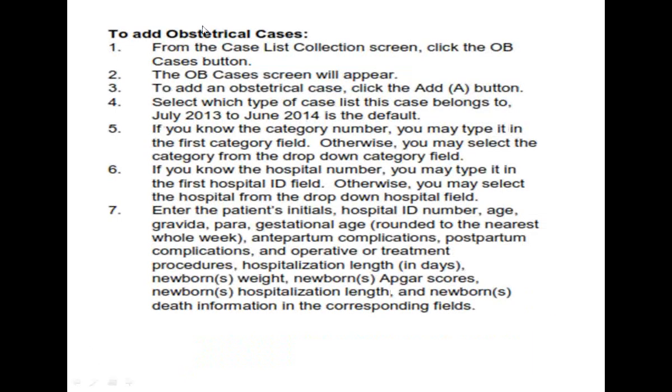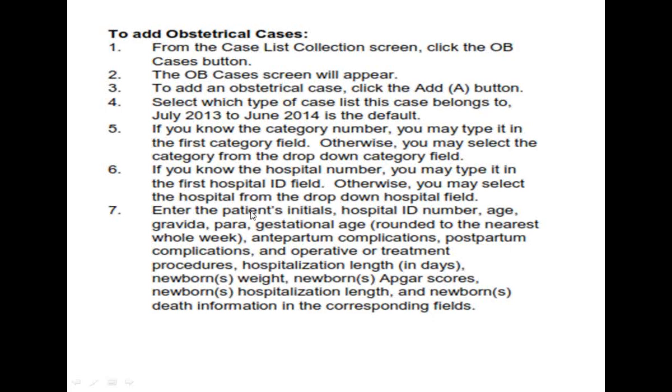Okay, so to add your obstetrical cases, same thing. From the obstetrical case list collection screen, click on the OB button. The OB cases screen will appear. To add your cases, you click the Add button. Select 2013 to 2014 or your category number. Otherwise, you start from the top and go down, and we'll show you that. If you know your hospital number, you may want to type it in the hospital ID first, say it's A, B, or C. Otherwise, you may select the hospital from the drop-down field.